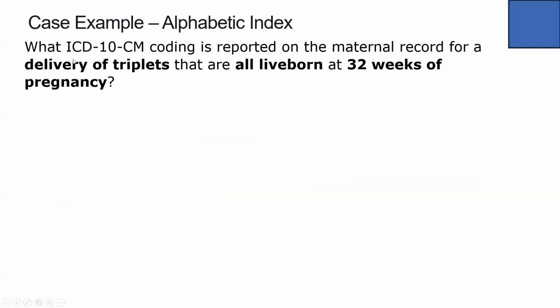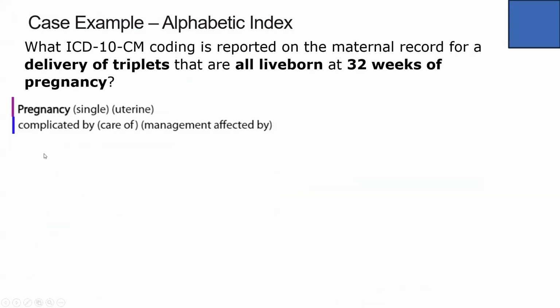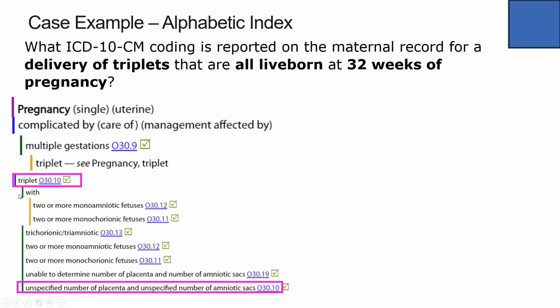Let's look at another example. What ICD-10-CM coding is reported on the maternal record for a delivery of triplets that are all live-born at 32 weeks of pregnancy? So let's go to pregnancy, and the alphabetic index is our main term. And then we have complicated by multiple gestations. Here we have triplet, and it's giving us a "see" note to see pregnancy, triplet. So we're going to do that. We're going to go to a subterm, triplet.